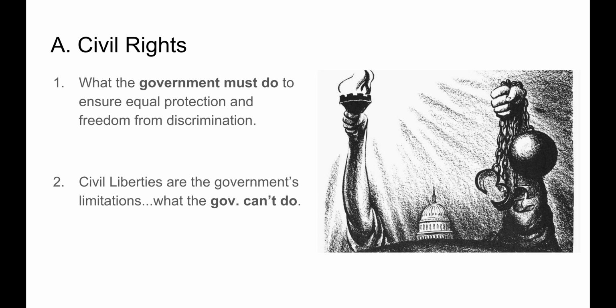If you remember from last week, civil liberties are the government's limitations, what the government can't do. So Congress can make no law. These are your protections from government interference. Again, civil rights is what the government must, in fact, actually do to protect people from discrimination and the removal of their civil liberties from outside groups.